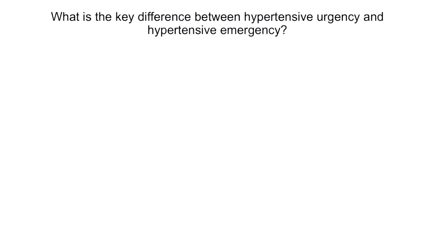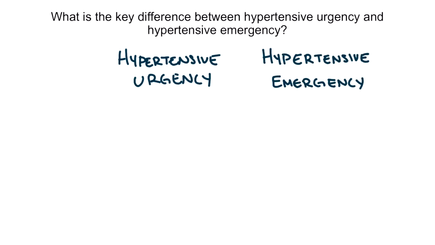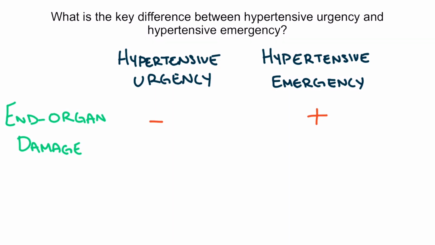What is the key difference between hypertensive urgency and hypertensive emergency? The key difference between hypertensive urgency and emergency is the presence of end organ damage. Hypertensive urgency will not have any associated end organ damage, whereas hypertensive emergency will have signs of end organ damage. Remembering this difference has important implications in the diagnosis and management of these two conditions.